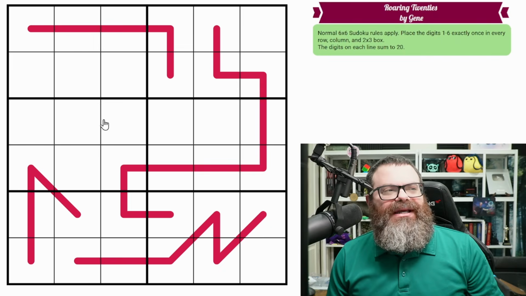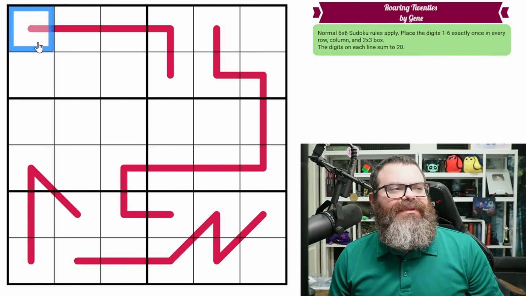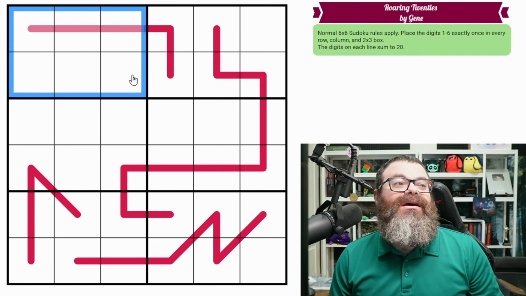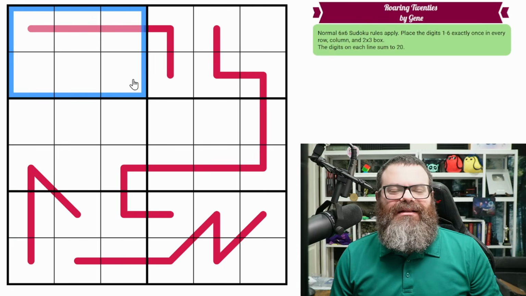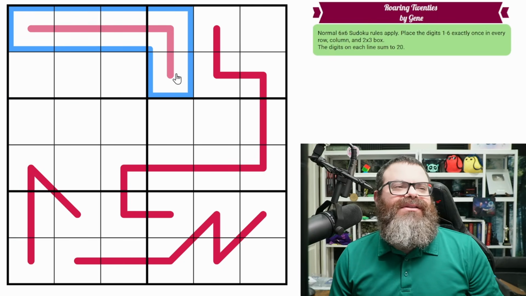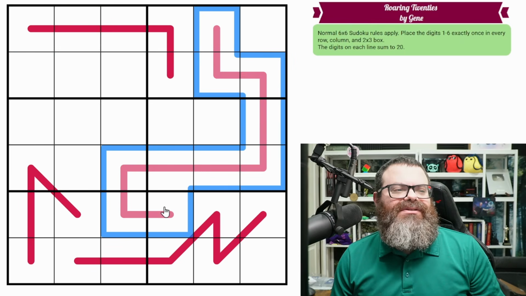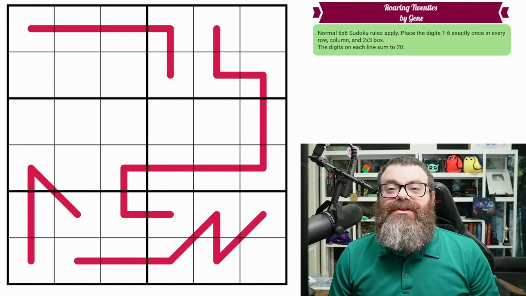So we have normal 6x6 Sudoku rules. That means in each row, each column, and each 2x3 box, we are placing the digits 1 to 6 exactly once each. We also have these lines in the grid. The digits on every line add to 20. So these add to 20, these add to 20, etc. And that's it. Those are the rules.